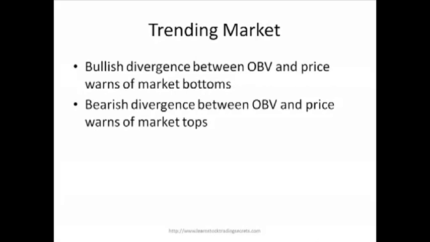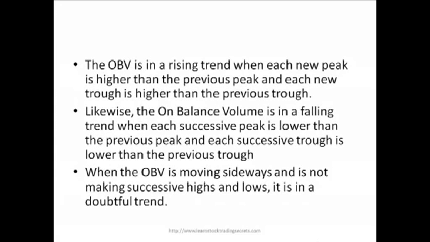However, in a trending market, bullish divergence between on-balance volume and price warns of market bottoms, while bearish divergence between on-balance volume and price warns of market tops. The OBV is in a rising trend when each new peak is higher than the previous peak and each new trough is higher than the previous trough.